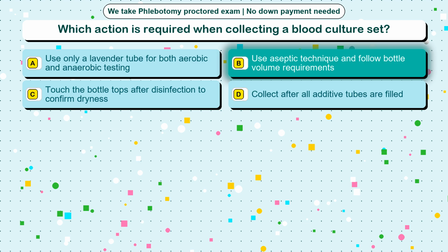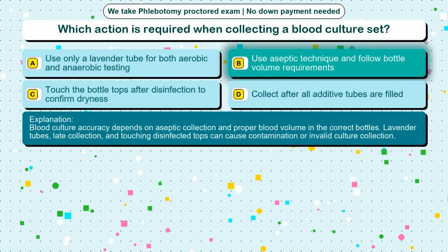The correct answer is option B. Use aseptic technique and follow bottle volume requirements. Blood culture accuracy depends on aseptic collection and proper blood volume in the correct bottles. Lavender tubes, late collection, and touching disinfected tops can cause contamination or invalid culture collection.